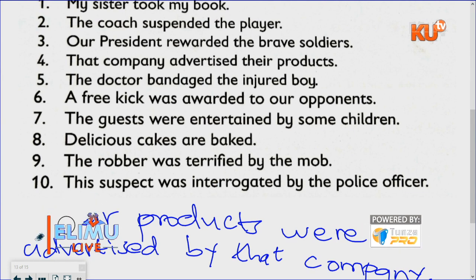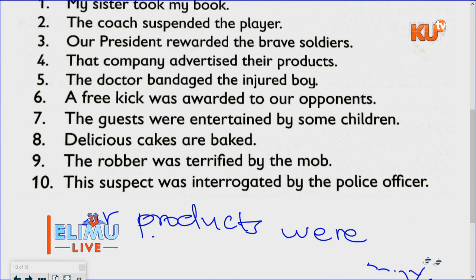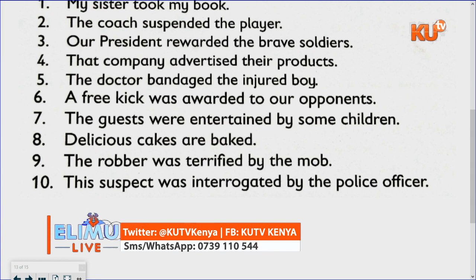So the guest there is the subject, then some children is the object, then entertained is the main verb that gives you the action of that sentence. So the guests were entertained by some children. Some children entertained the guests.